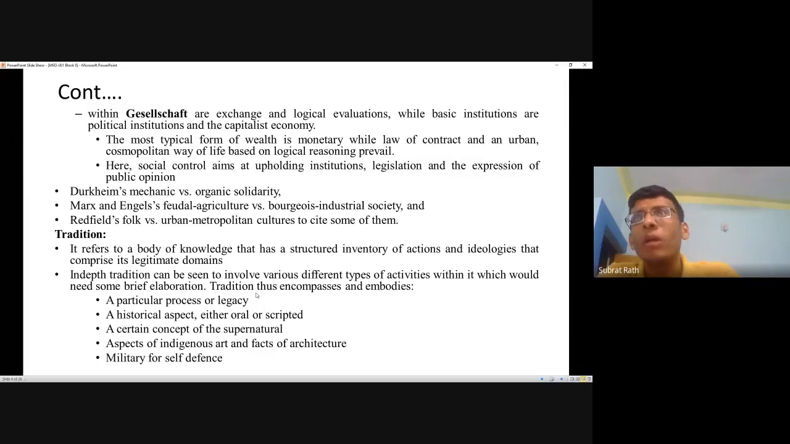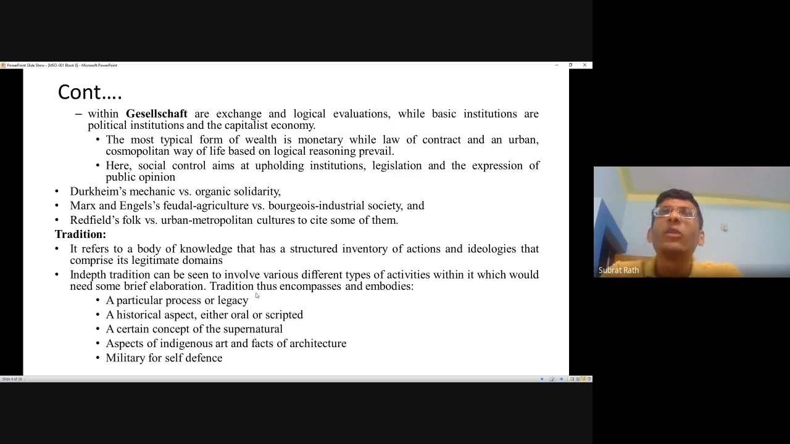The most typical form of wealth is monetary, while law of contract and an urban cosmopolitan way of life based on logical reasoning prevail. That means here we are guided by a meaning based on logic and rationality. We are guided by individualism. We are guided by an organic way of life where no one is self-sufficient, rather they are dependent upon others. So our social structure is very much organic in nature.